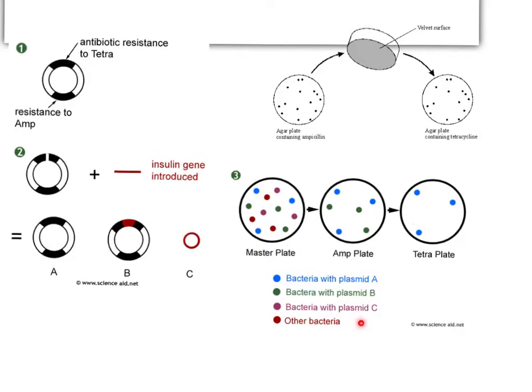The problem here though is we don't know which bacteria have got plasmid A and which have got plasmid B. So by replica plating, we then transfer this to this plate here, which has got tetracycline in it, and the tetracycline will kill off the target ones, which are the B's. So the only ones that are left here are the ones with A.